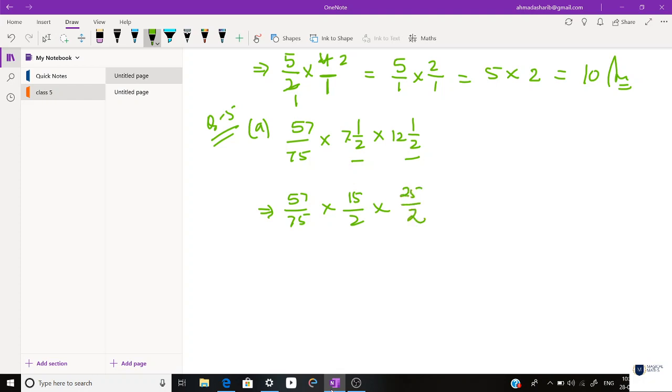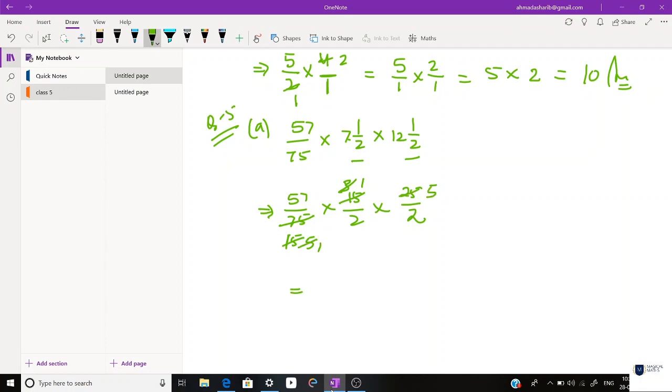Now what we are going to do, we are going to check if we can reduce any number in cross. So yes, we can reduce 75 and 15. 5 ones are 5, 5 fives are 25. So 15 here and 5 threes are 15. Now again 3 ones are 3 and 3 fives are 15. Now 5 ones are 5 and 5 fives are 25.